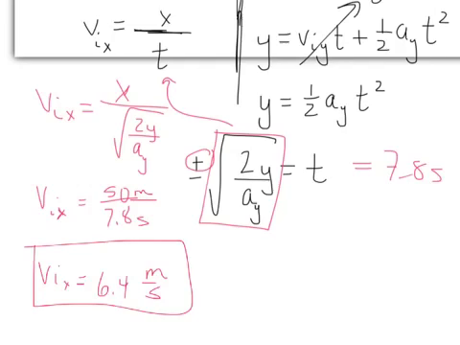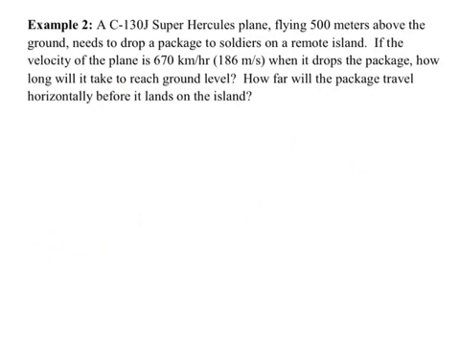Okay? Let's take a look at the next example. So example 2. Example 2 says the following. A C-130J Super Hercules plane, which is from, I think, one of the wars, World War II or I. Anybody know their planes? Some people are like plane buffs at times now. Flying 500 meters above the ground, needs to drop a package to soldiers on a remote island. If the velocity of the plane is 670 kilometers an hour, which is 186 meters every second, very fast, when it drops the package, how long will it take to reach the ground level?